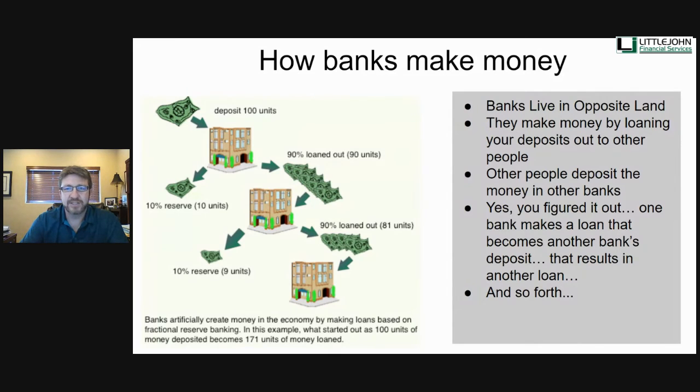We have to pay it back. So again, banks, when they make a loan, that's an asset. When we make a loan, or when we take the loan, it's a liability. So they're opposite land from us.